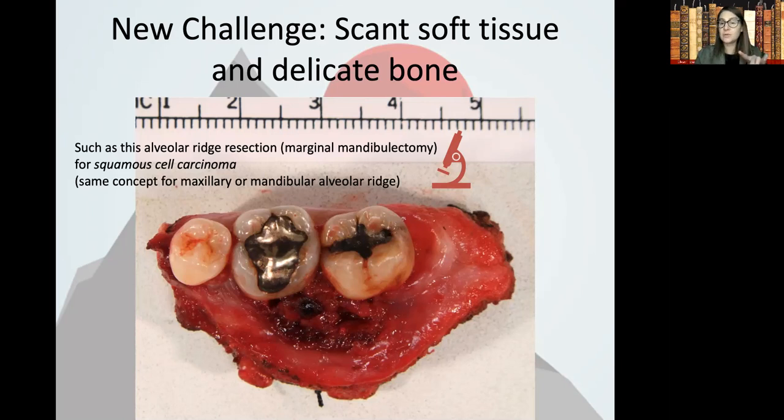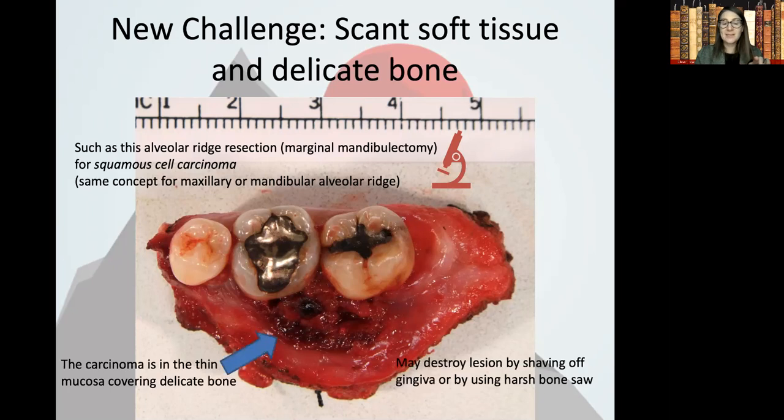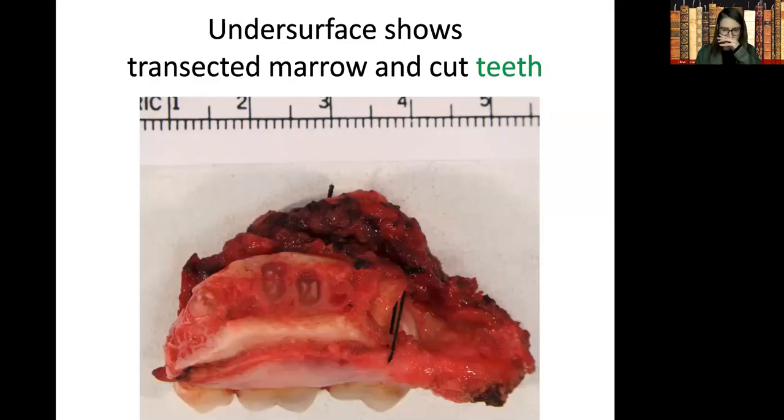You can see here there's 3 teeth. You can see that the carcinoma, or at least the ulceration, right, is in that very thin mucosa covering delicate bone. And we may destroy the lesion by trying to shave off the gingiva, by trying to freeze it all and use a bone saw. So in this case, let's evaluate the undersurface.